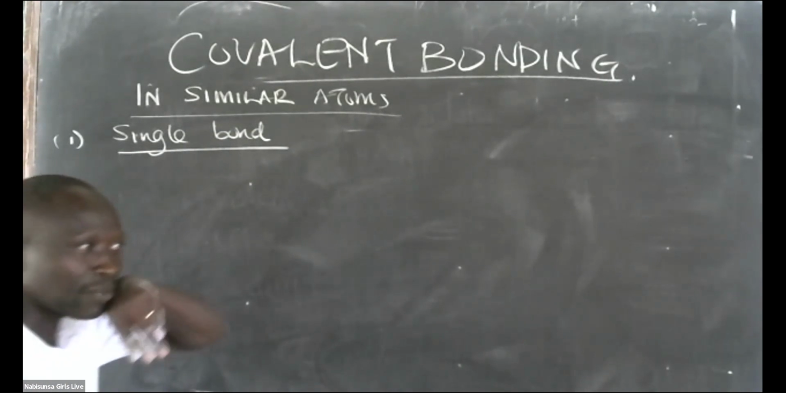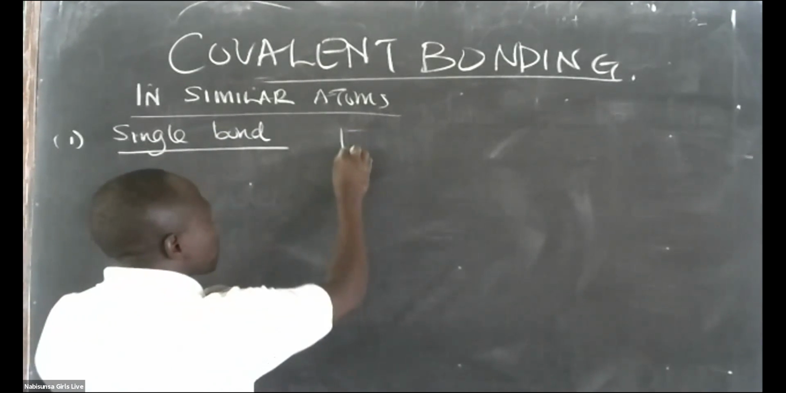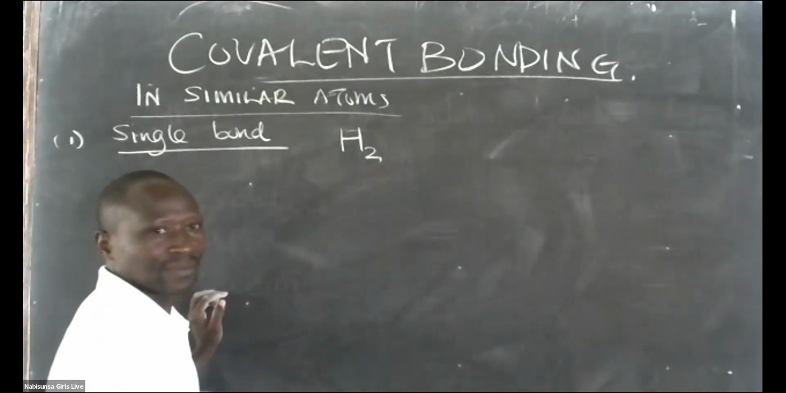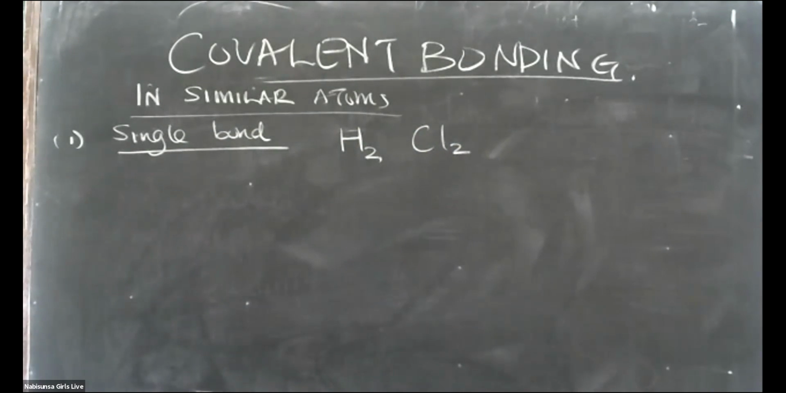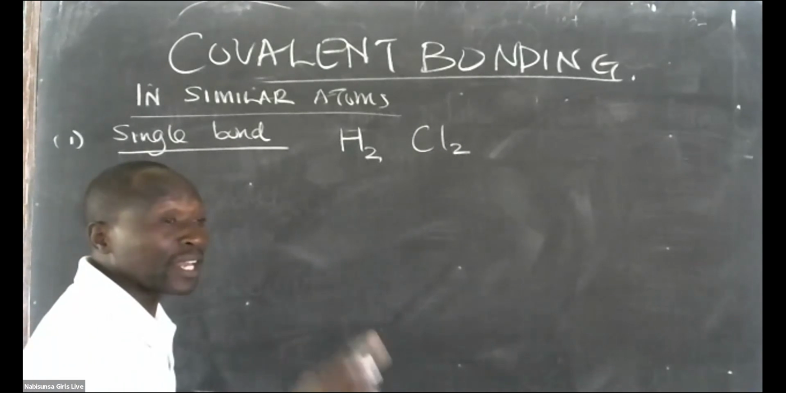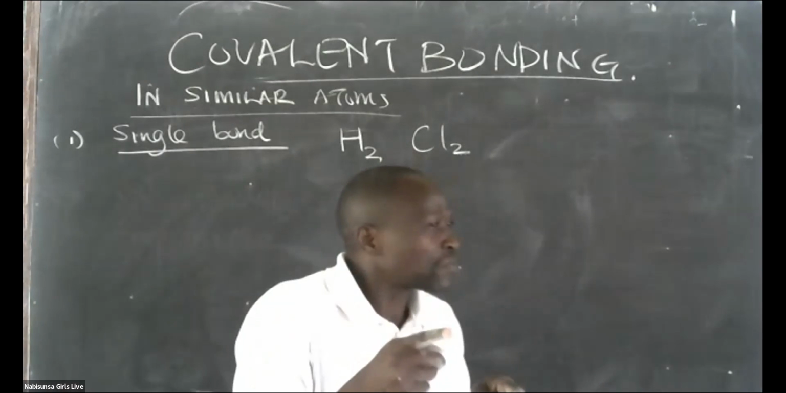So single covalent bond. I want to think of 2 examples. Let me think of hydrogen and chlorine. These are typical examples to be used here. So what is the atomic number of hydrogen? 1. It is 1, belongs to group 1, but it's a typical non-metal.